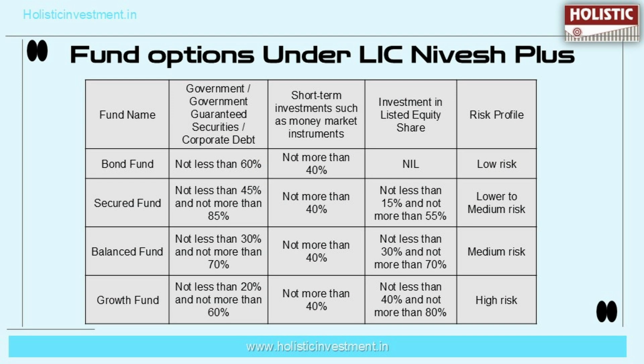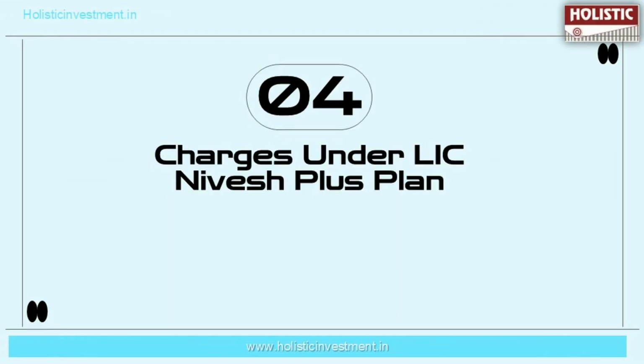Next, we shall look at the fund options under LIC Nivesh Plus. The allocated premiums will be utilized to buy units from the chosen fund by the policyholder out of the 4 fund options available. The 4 fund options are bond fund, secured fund, balanced fund and growth fund. The table here depicts the various types of fund options and their investment patterns. Next, we shall look at the charges under LIC Nivesh Plus plan.